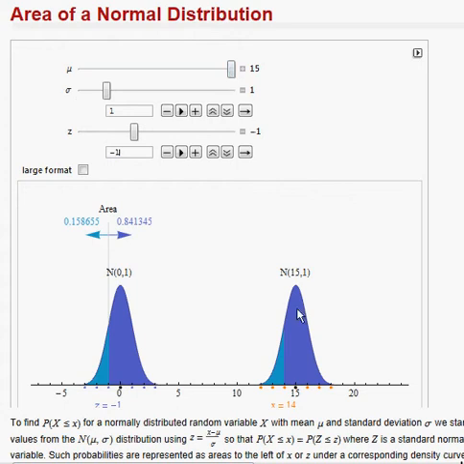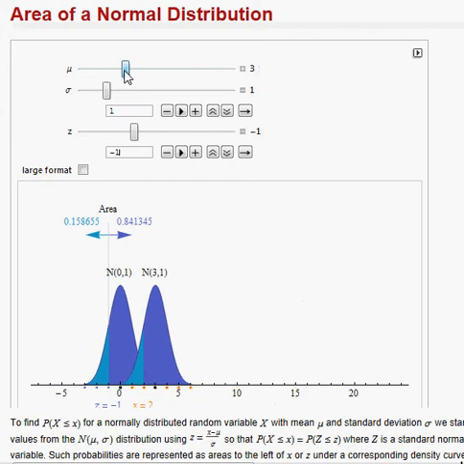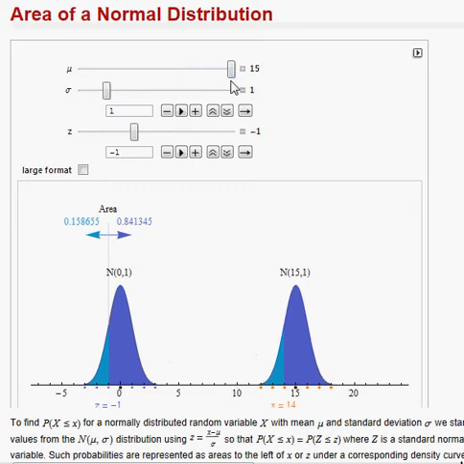If I move the right hand side curve, what does it mean by different mean? So this is a mean of 3, this is a mean of 6, a mean of 10, and a mean of 15. So the mean just tells you the location where the center of the distribution is. Then the standard deviation is the variation. I have standard deviation 1 now, but if I increase it to 1.6, 2.1, and so on, you can see the curve becomes wider and shorter.